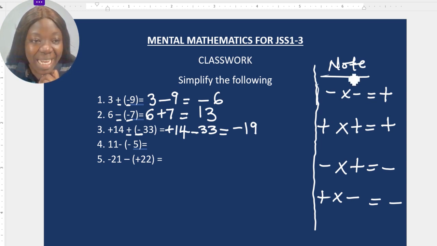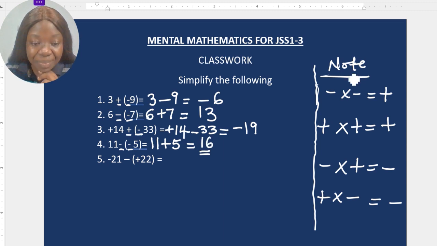Okay, then look at the next one. What do we have? We have 11 minus open bracket minus 5. Now I will write down the 11. Then minus times minus is plus. So write down plus, then 5. So 11 plus 5, that's 16.